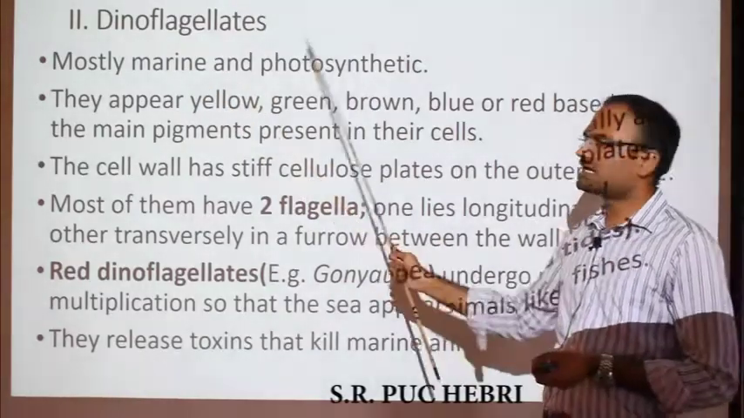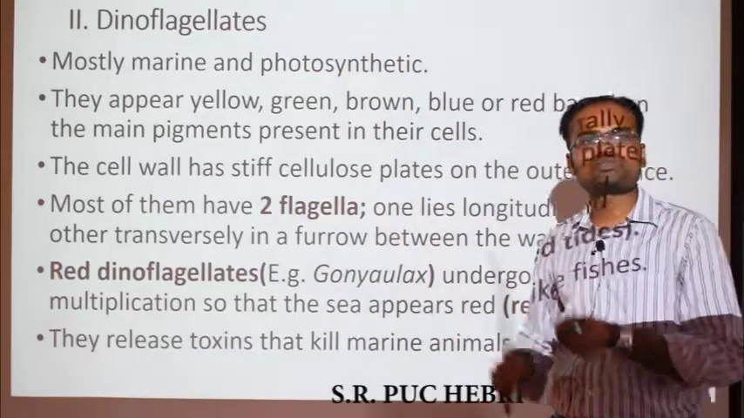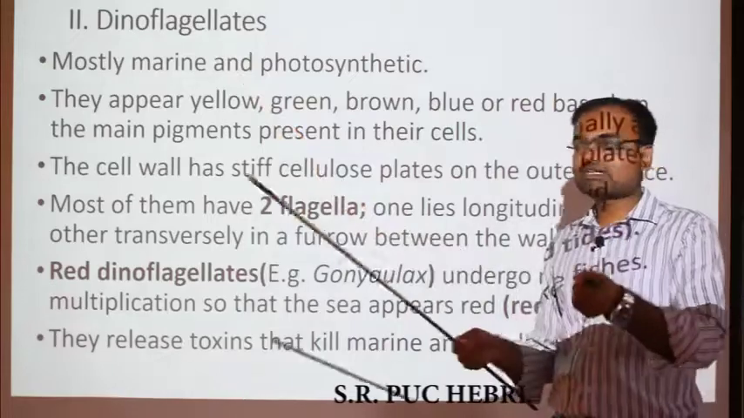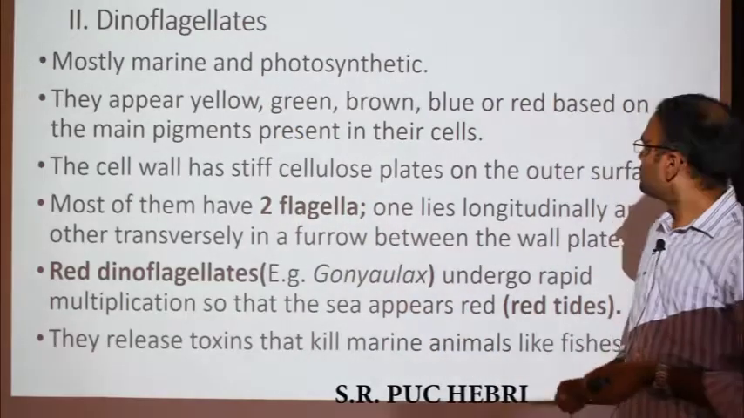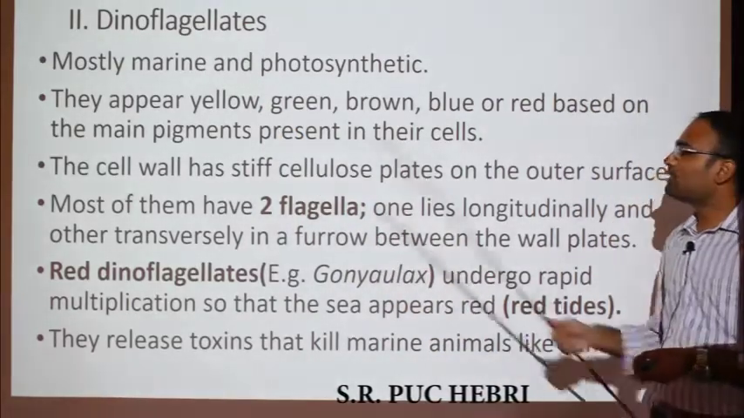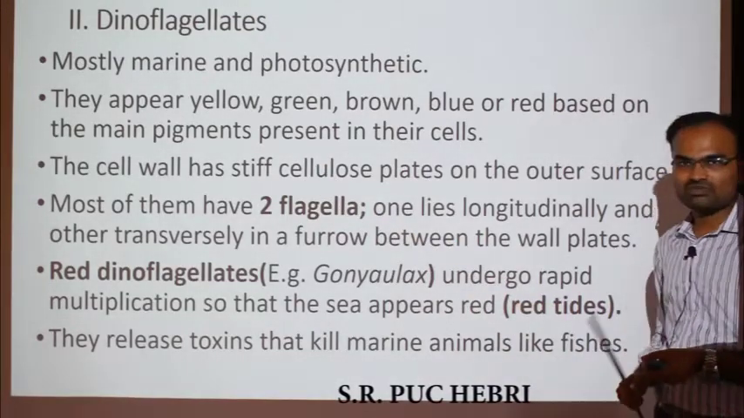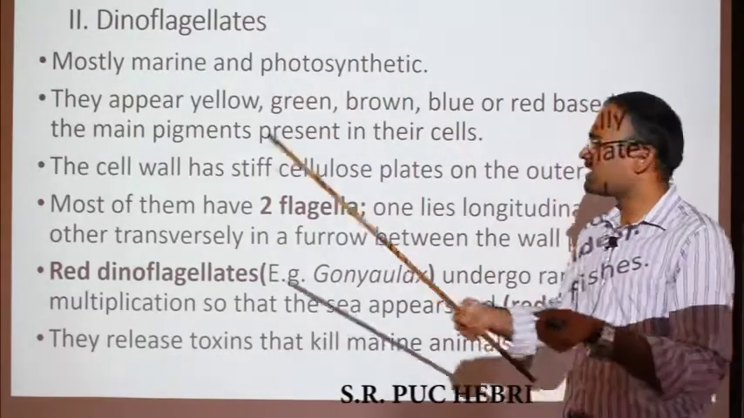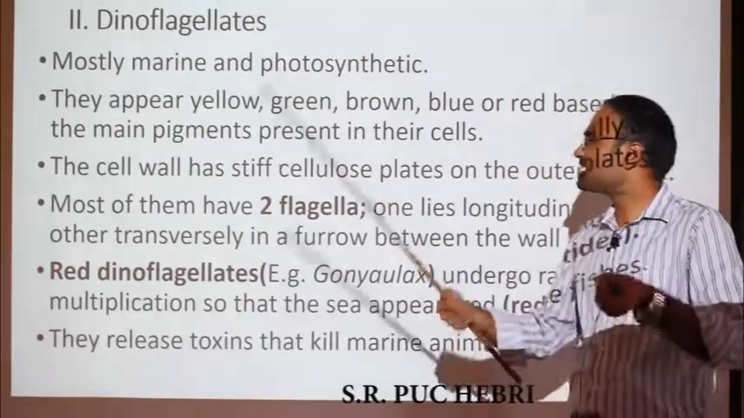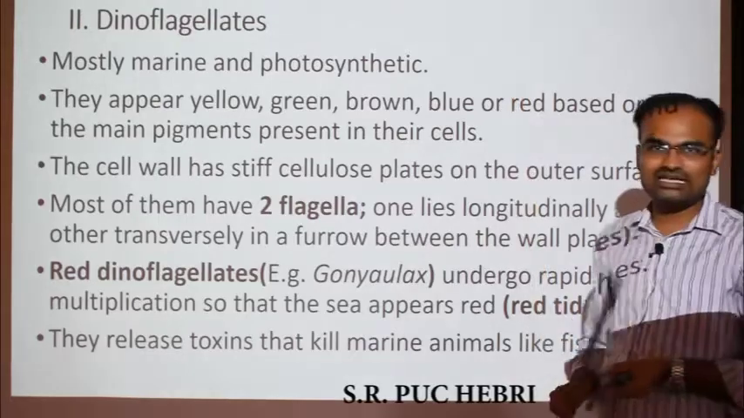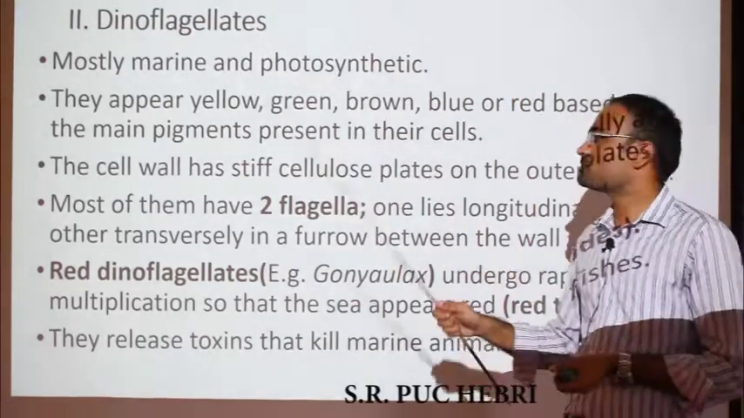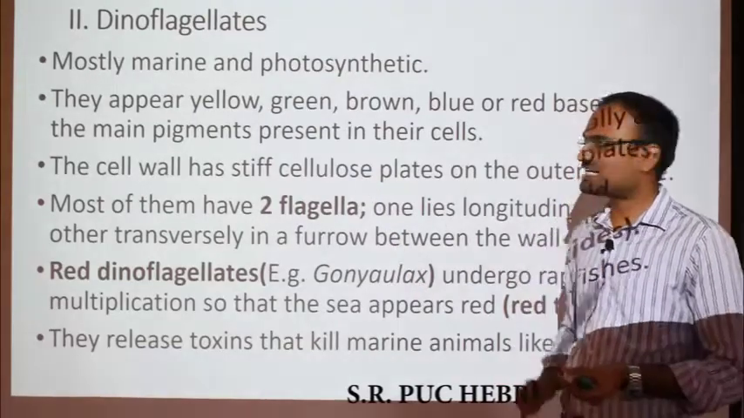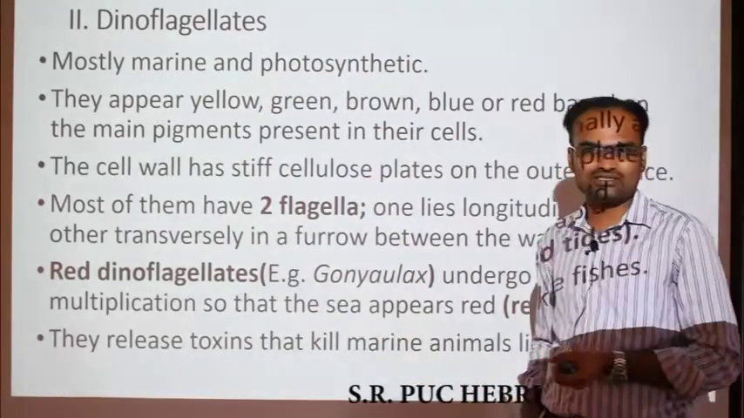Marine means ocean, and they are photosynthetic. They possess photosynthetic pigments. The pigments have different colors like yellow, green, brown, blue or red based on the main pigments present in their cells. That means the color of that dinoflagellate, the whole organism, may appear yellow or green, brown, blue or red. That is based on the pigment present in it. The majority of them possess the red color pigment. Okay, that's why we call them red dinoflagellates.